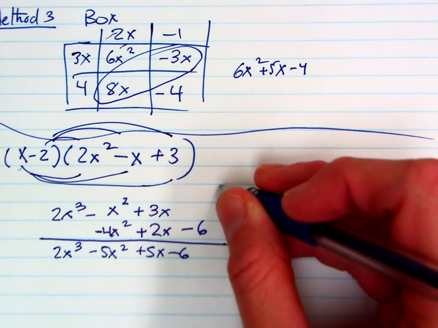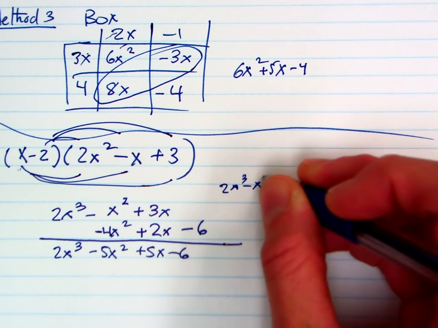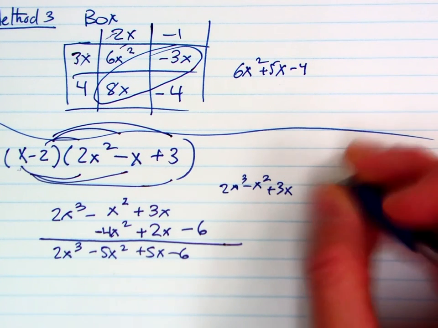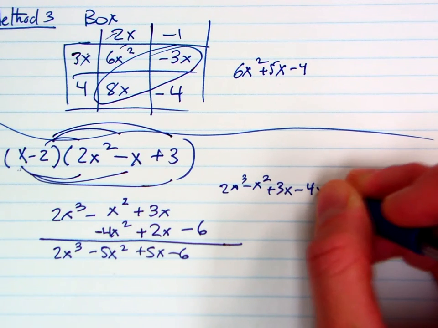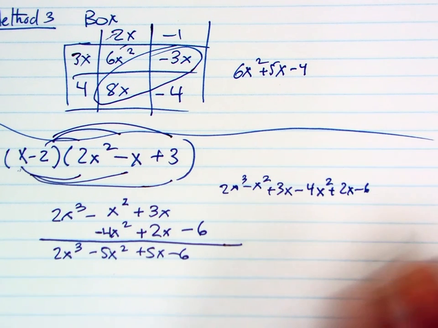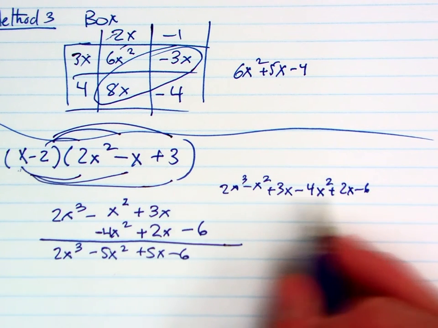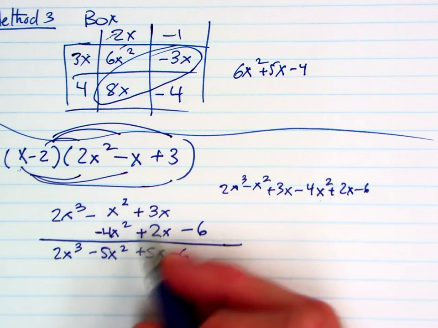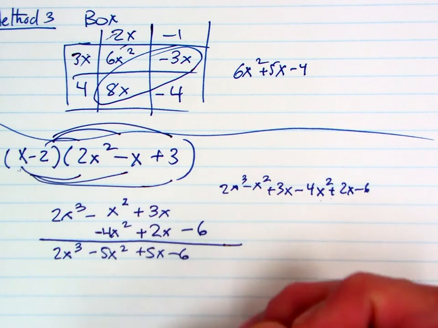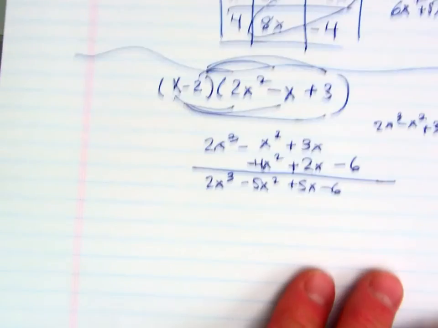You could have distributed and then distributed the negative 2 and then looked across for like terms. Sometimes lining it up this way just allows you to see the like terms on top of each other. The box method would also work for this one.